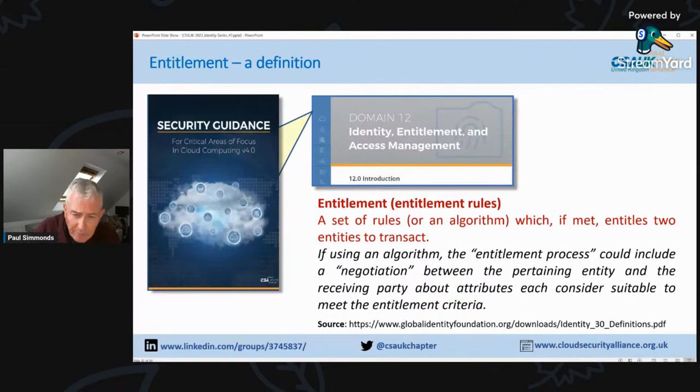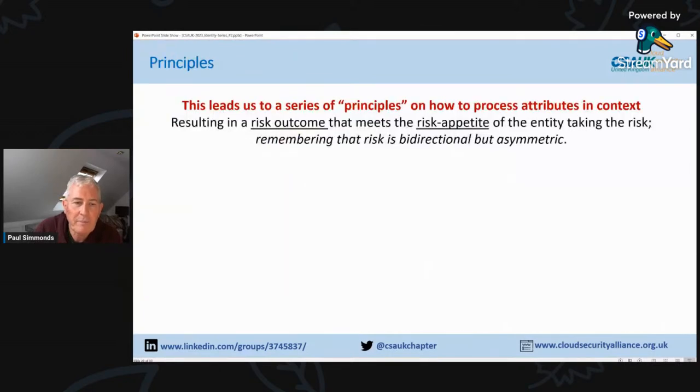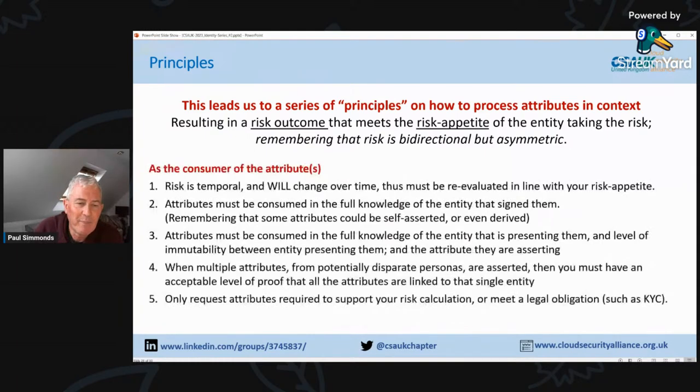So here's your slightly better definition: a set of rules or an algorithm which, if met, entitles two entities to transact, something to happen. This leads us to a set of principles. The first one, if you're consuming the attributes: risk is temporal. It will change over time. Really important, when we get onto the session on zero trust, it's one of the big things we're enforcing: continual reassessment of the entitlement criteria.